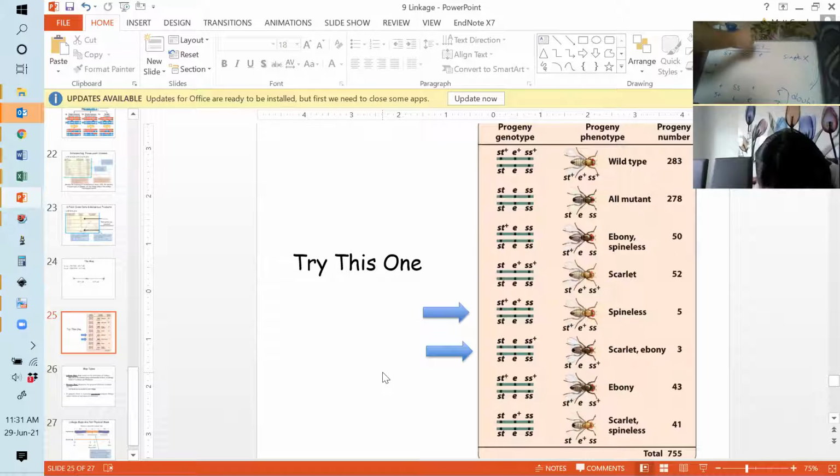Okay, so now we have crossover here. Now we generate plus plus E, which is going to be ebony. And the reciprocal to that is going to be scarlet, spineless, and that's it.